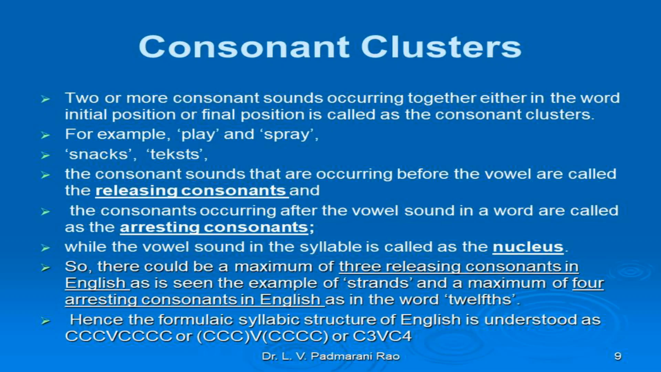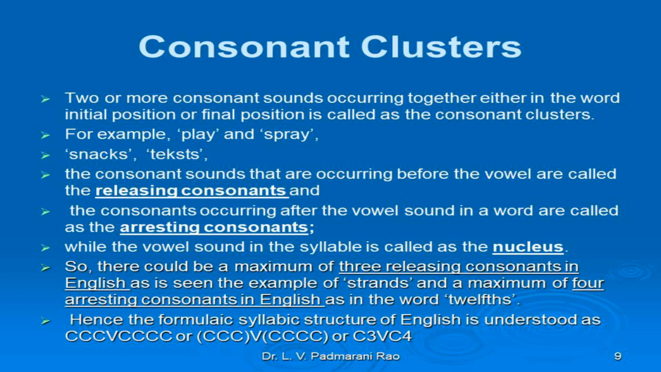2 or more consonant sounds occurring together either in the word initial position or in the word final position is called a consonant cluster. For example, the word play. When we pronounce this word play, it has got 2 consonantal sounds occurring together in the word initial position, p sound and l sound. Similarly is the word spray. It has got 3 consonants together in the word initial position, s sound, p sound, r sound. Did you notice? So these are the examples of consonant clusters in the word initial position.